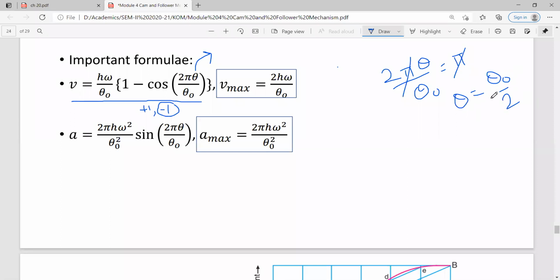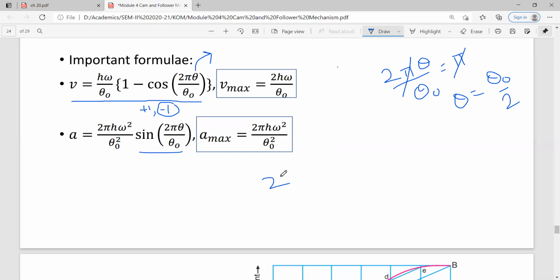When theta 0 by 2, that is when the follower is at mid position, the velocity will be maximum and its value will be this. Now the formula of acceleration is obtained by differentiating velocity with respect to time. Acceleration will be maximum when this sine component is maximum. What is the maximum value of sine? 1. So this is the value of maximum acceleration, and it occurs when 2 pi theta upon theta 0 is 90 degree, because sine of 90 is 1.